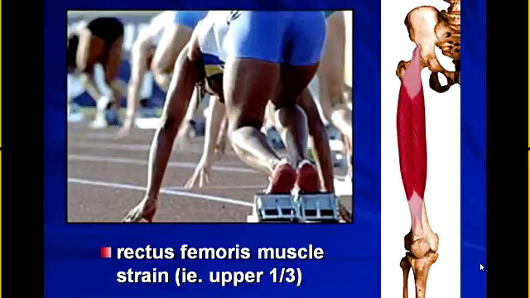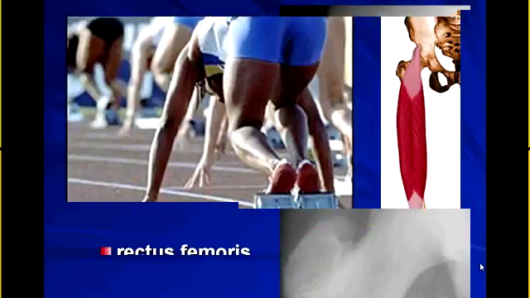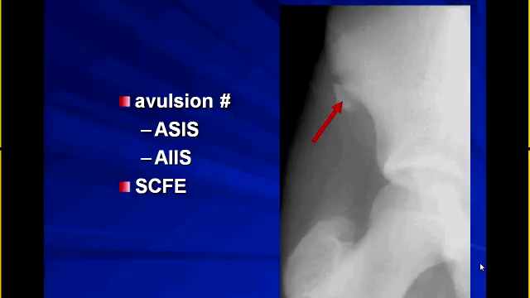So often the injury is associated with, for example, exploding out of the blocks in a race. So again, we can have avulsion fractures that can cause anterior hip and groin pain. So ASIS, we're thinking sartorius. AIIS, we're thinking rectus femoris. Can also cause this. So again, the pain is going to be localized to the bony area.